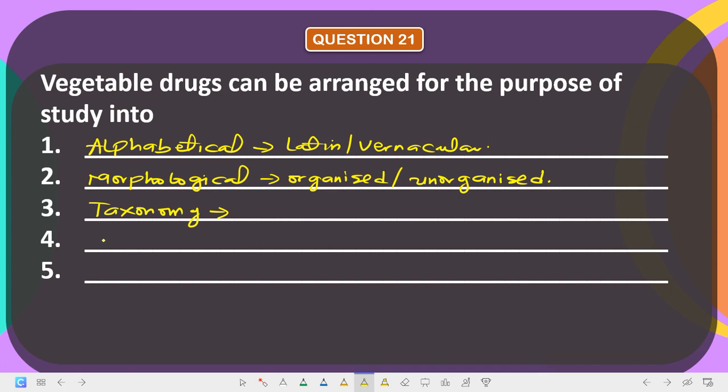Then we have what other way? Chemical biogenesis. And then we have therapeutic effects, according to the therapeutic effect, like is it anti-cancer, anti-malaria, or anti-hypertensive? So all those are the ways drugs can be arranged for the purpose of studies.